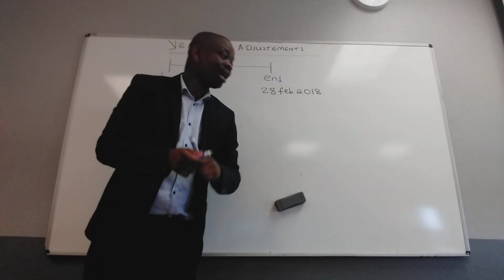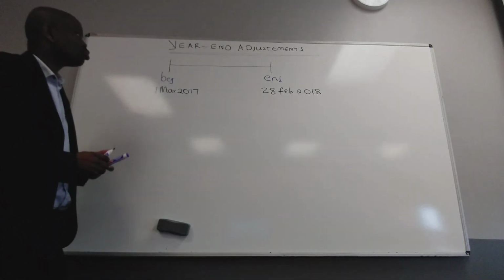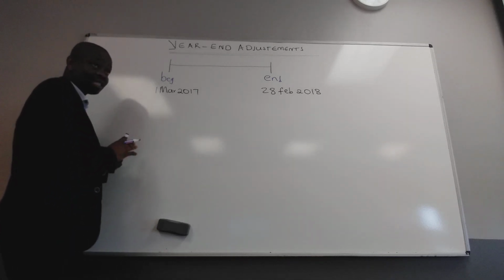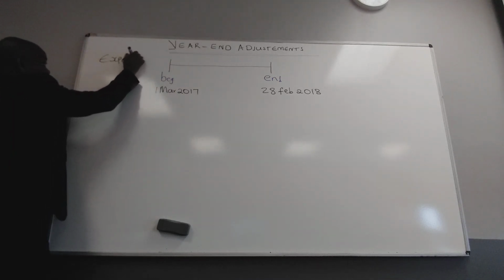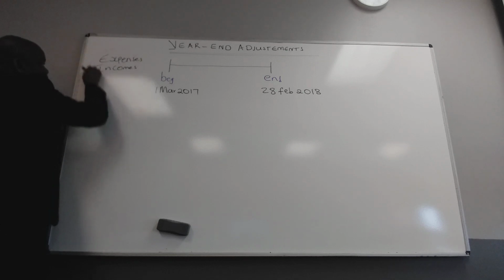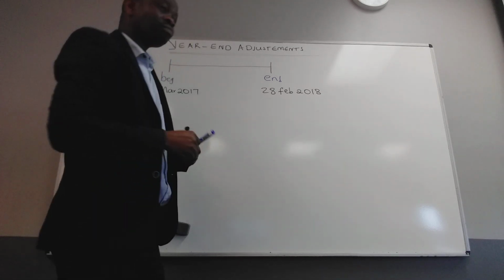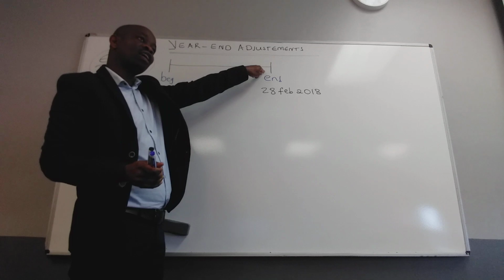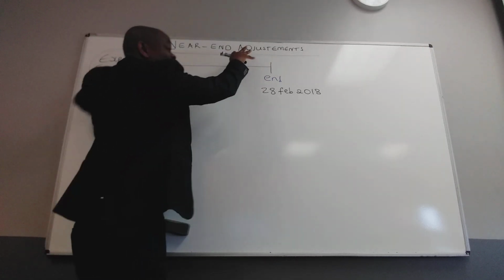Okay. Now, I'm just going to talk about the adjustments which we're going to deal with. So for now, I'm just going to talk about expenses and incomes. Because normally we adjust what? Expenses and incomes. So I'm just going to explain the adjustments around this. Now, remember, we end our books at the end of this period. So normally, we need figures which took place during what?